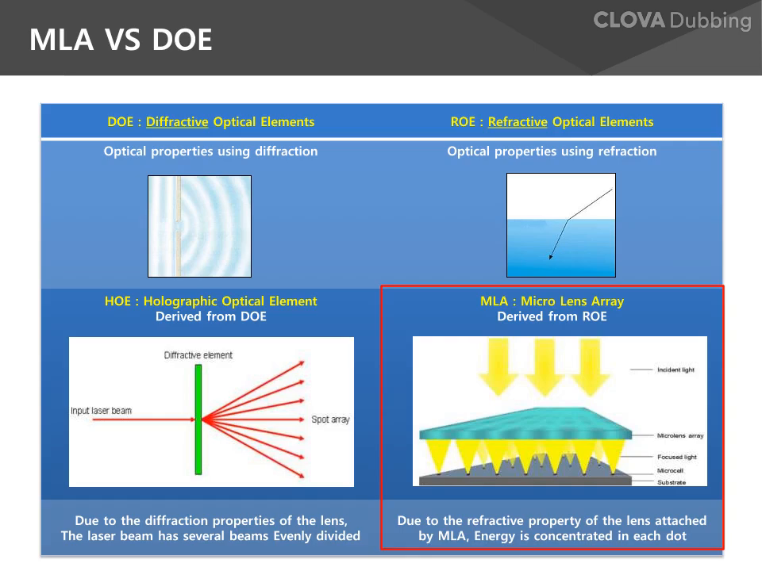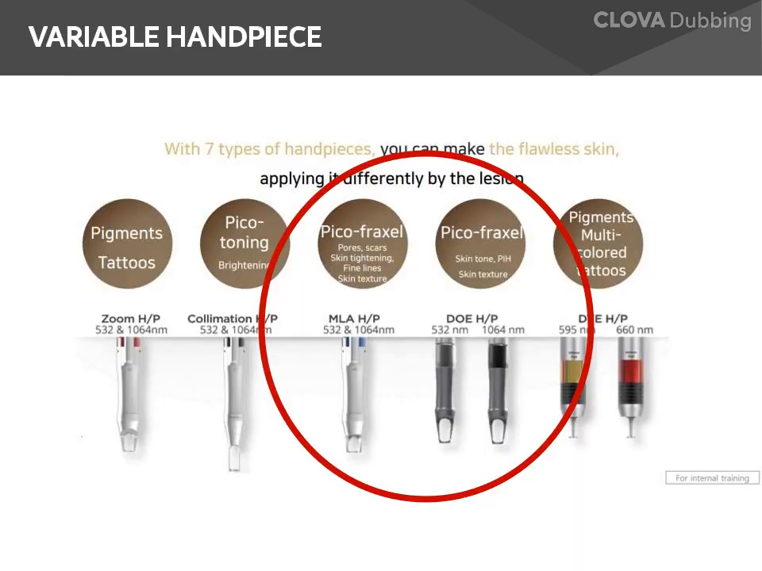The DOE, which spreads and then refocuses the laser energy, achieves uniform energy distribution, but some energy loss occurs during the process. In contrast, the MLA concentrates the laser energy into a narrow area, resulting in minimal energy loss, but with a tendency for the energy to concentrate in the center. Our company's ND picosecond laser can be used with both the previously mentioned DOE handpiece and the MLA handpiece.